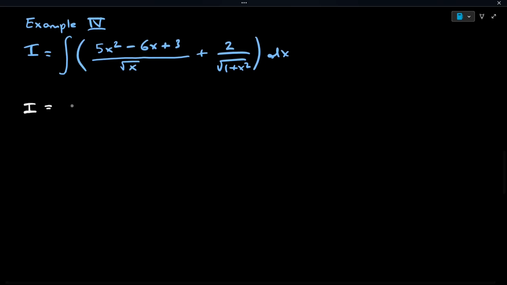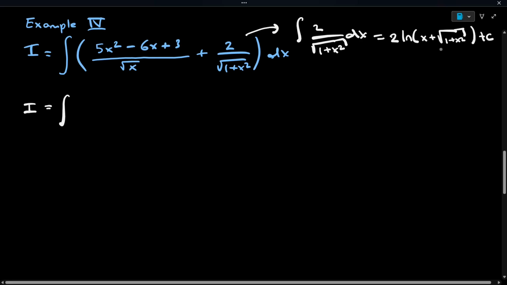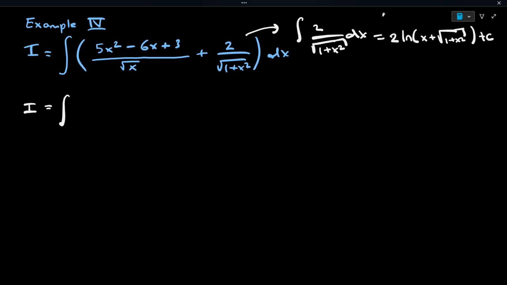Okay, let's look at this integral. Of course, I cannot work with this as it is. Well, this part is pretty simple, right? Because integral 2 over 1 plus x squared dx is equal to 2 ln x plus 1 plus x squared. We showed this. This was plus c, of course. We showed this in number 13. This part is easy, but what about this part?